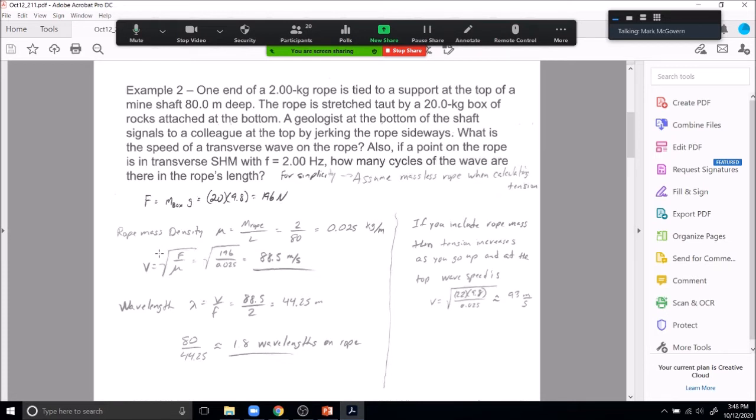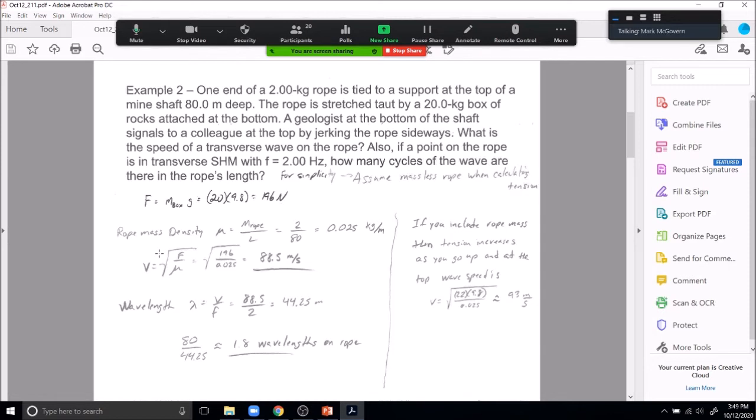All right, now we're going to have to work out what the speed of the wave is, so we have to get mu, right? So that's the mass of the rope divided by its length, and so that's 0.025 kilograms per meter. We have all the information we need, so we're going to go ahead and put that in, and we get a speed of 88.5 meters per second, which is insanely fast. That's pretty nuts, actually. 88.5 meters per second is pretty darn fast.